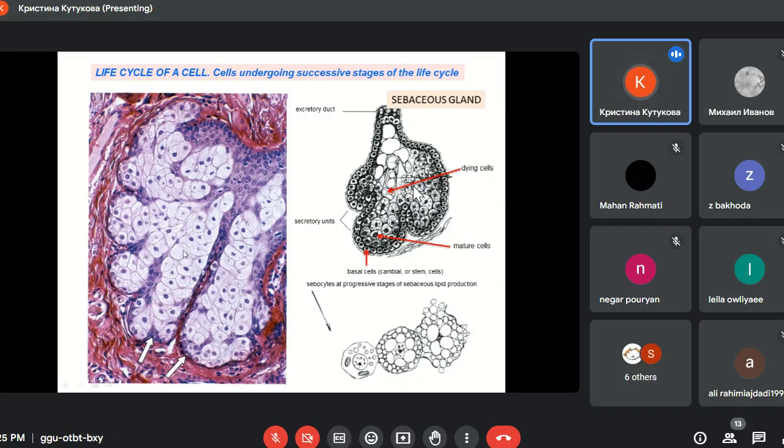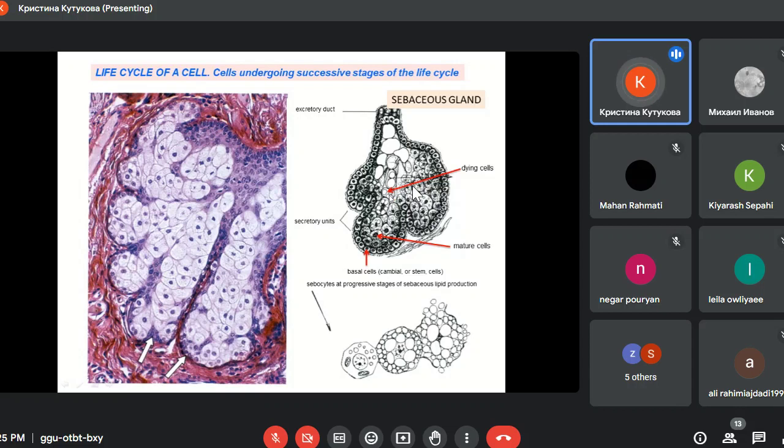Lipids are not stained with any stains, so the cytoplasm of such a cell looks transparent or pale with no staining. Only the cell nucleus is visible. Next, when the cell is totally filled with lipids, it starts to die. So when we go closer and closer to the duct, we will see the dying cells.